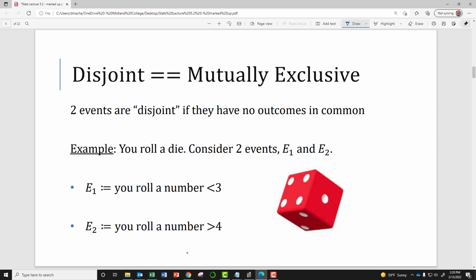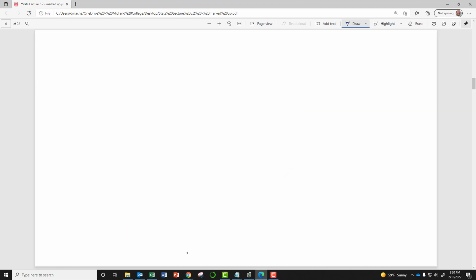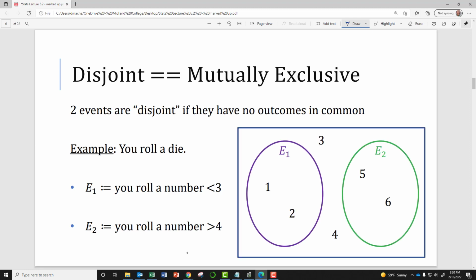As an example, suppose you're going to roll a die, and we'll have events E1 and E2 being separate events. E1 is saying that you roll a number on your die less than 3. E2 is that you roll a number greater than 4. Now we can create a Venn diagram.